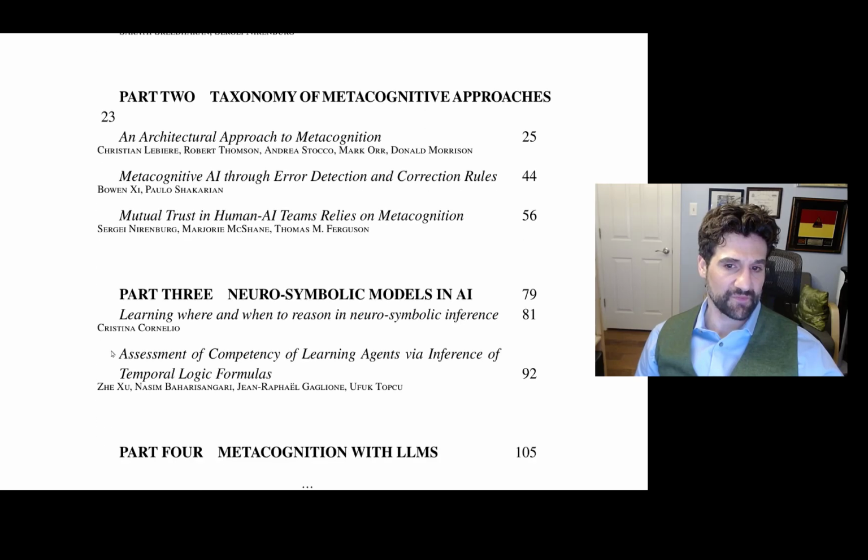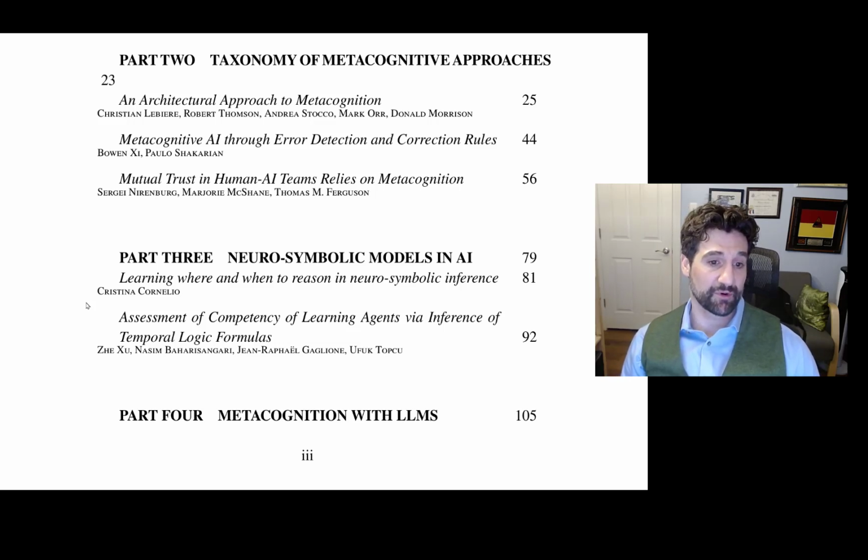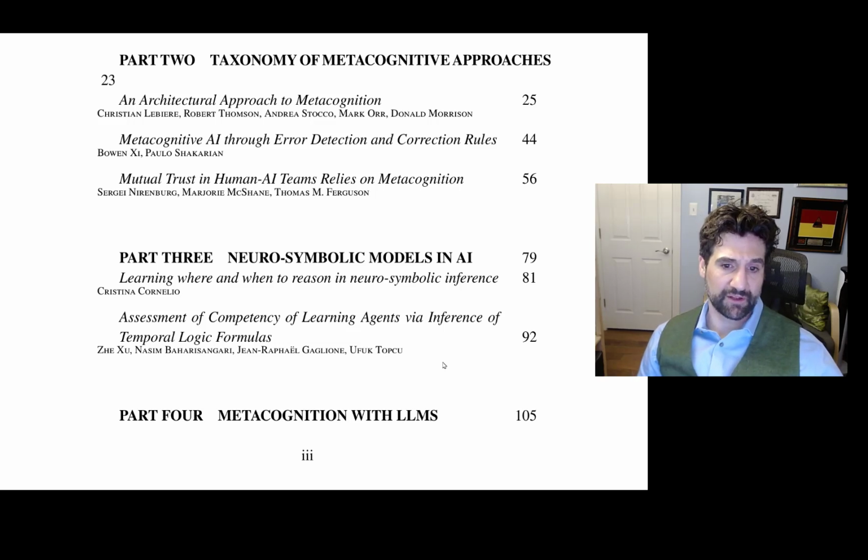And then in part 3 we have neuro-symbolic models in metacognitive AI, and here we have a chapter by Cristina Cornelio on the NASR framework that uses a transformer model to identify errors in symbolic output of perception that can then be integrated better with a knowledge base for reasoning. And then there is assessment of competency of learning agents by inference of temporal logic formulas, and this comes out of Zhe Xu's group, as well as Ufuk Topcu out of UT.